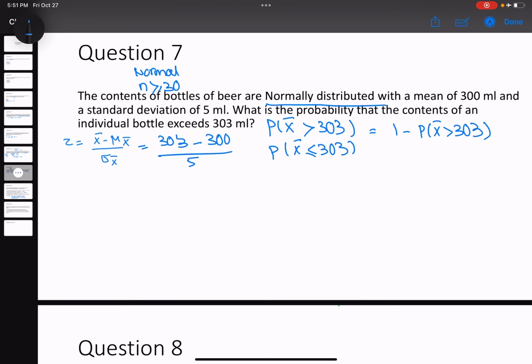I will just simplify to save some time. The z value is just 3 divided by 5, and we can get the z score value from the table. It will be 0.7257, and the probability would be 0.2743.